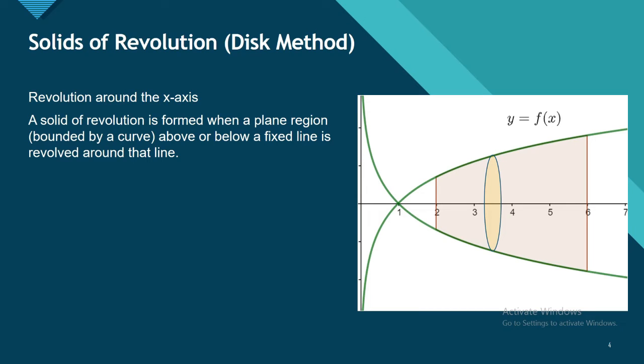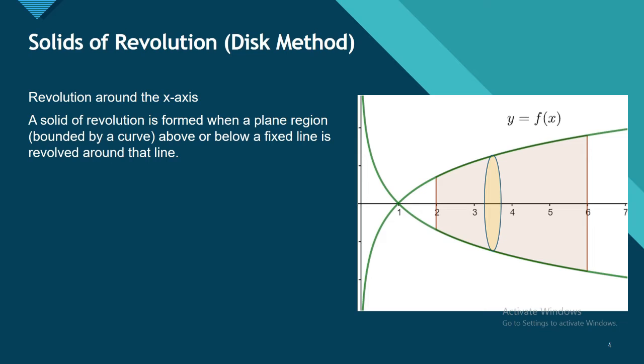Solids of revolution, disk method. Revolution around the x-axis. So what is a solid of revolution? In this case, we are revolving a plane region around the x-axis. So a solid of revolution is formed when you revolve a plane region that is above or below the fixed line. In this case, our fixed line is the horizontal axis, the x-axis.